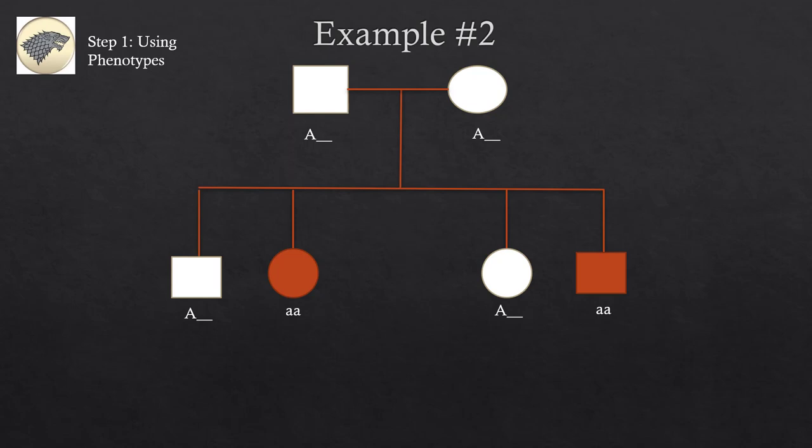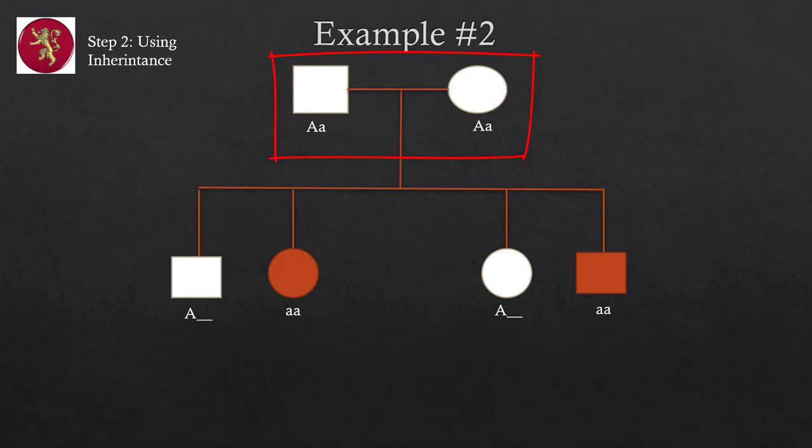That's about all we can figure out using the phenotypes, so we need to go on to step 2. In step 2, we're going to use inheritance again to determine what any missing alleles possibly could be. So we know that each kid has received a small a, so each of these recessive offspring had to receive a small a from both dad and mom. So we'll put those in.